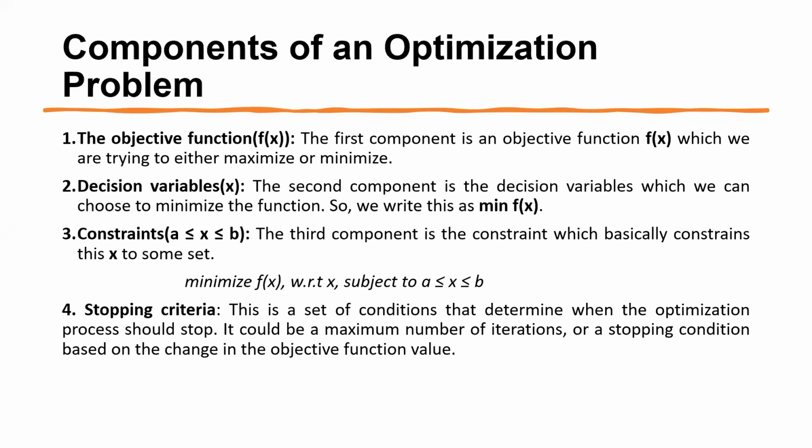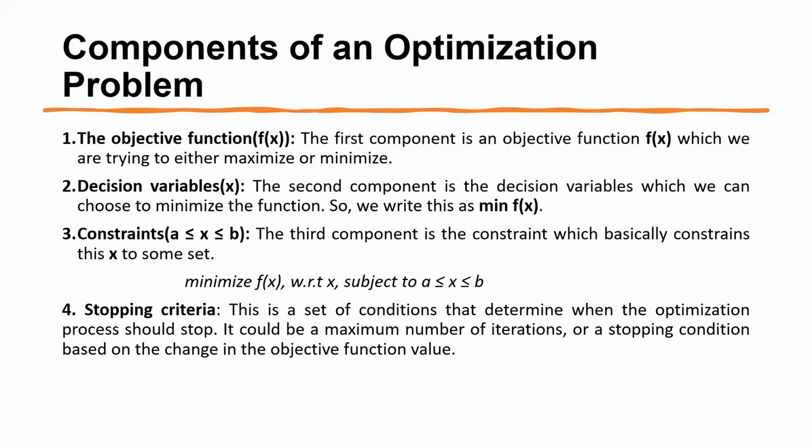As I told, there is always an upper bound and a lower bound, the scope of the problem. So that becomes the constraint for us. We can write it as minimize f of x with respect to x lies between a and b. So this will be our problem statement. This is how we write an optimization problem.